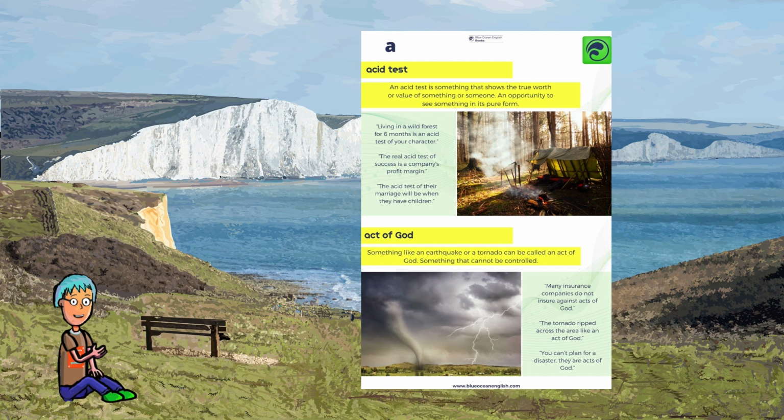So if we look at some examples, living in a wild forest for 6 months is an acid test of your character. So what that means is spending a lot of time on your own in the wilderness is a good way to test your character.